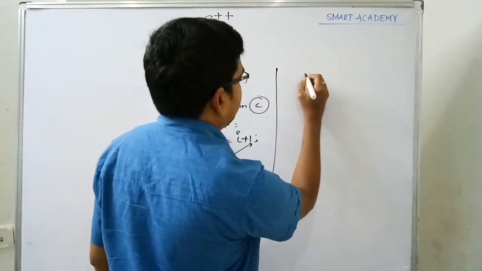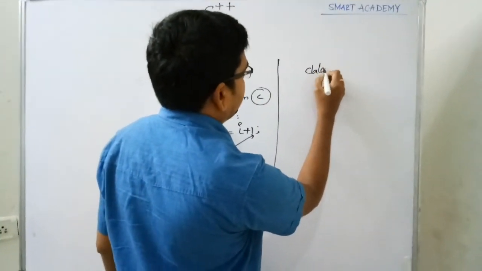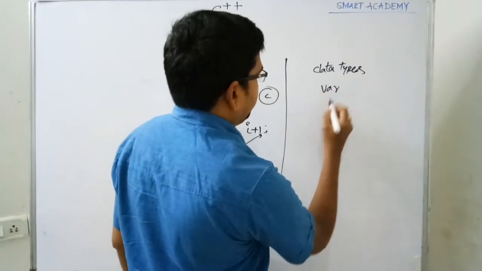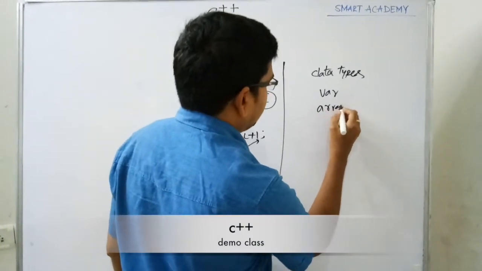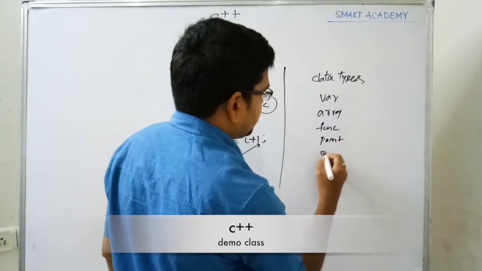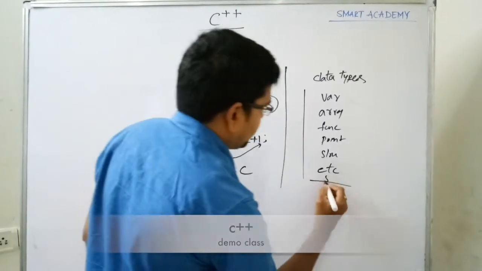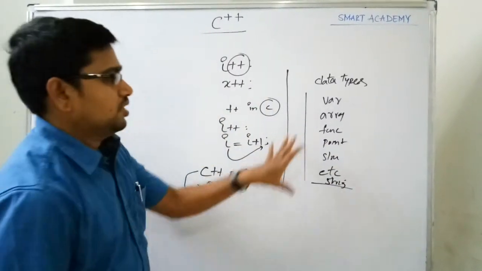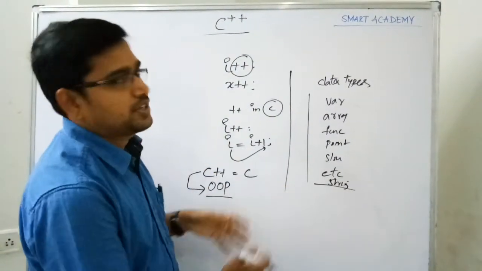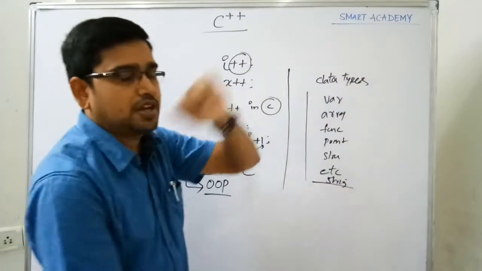Just let's quickly recapture what we have been discussing in the C language. In C language we discussed data types and variables and arrays and functions and pointers and structures, and also strings. So these are all building blocks for the C language. To write an efficient C program, we have been using all these features in C language.